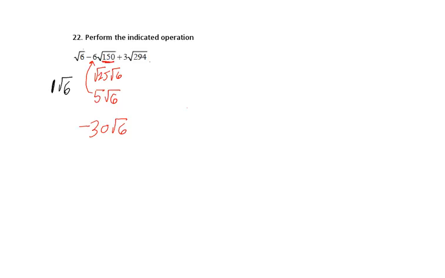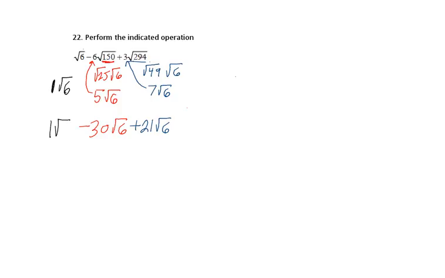Next, 3 square root 294. 294 is not perfect, but two numbers that make 294 that you may or may not know is 49 times 6. I like 49 because 49 is perfect. It becomes 7. But 6 is not perfect. It stays in the house. Now notice there was a 3 outside. That 3 is waiting to multiply to 7. So you get positive 21 square root 6.